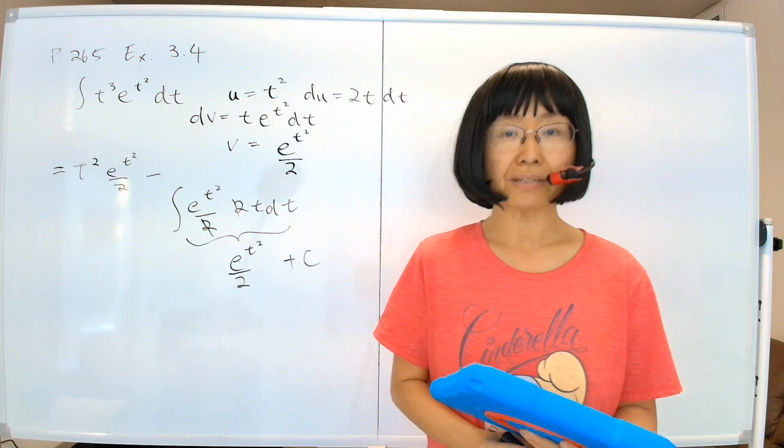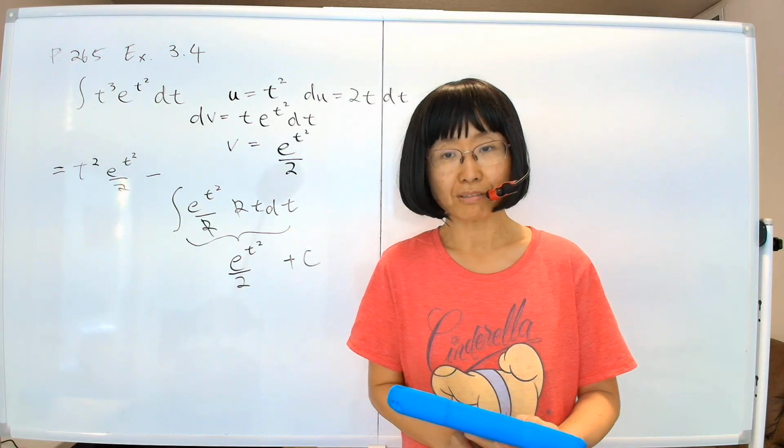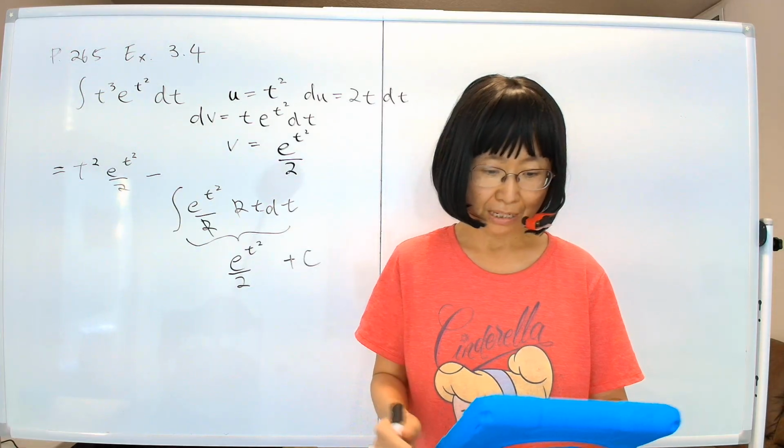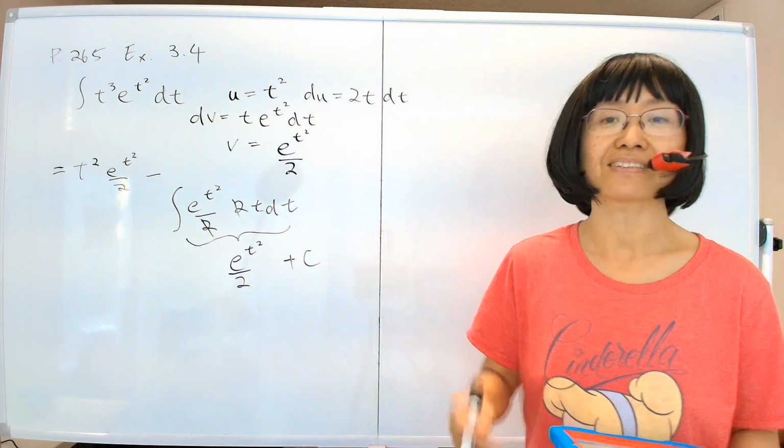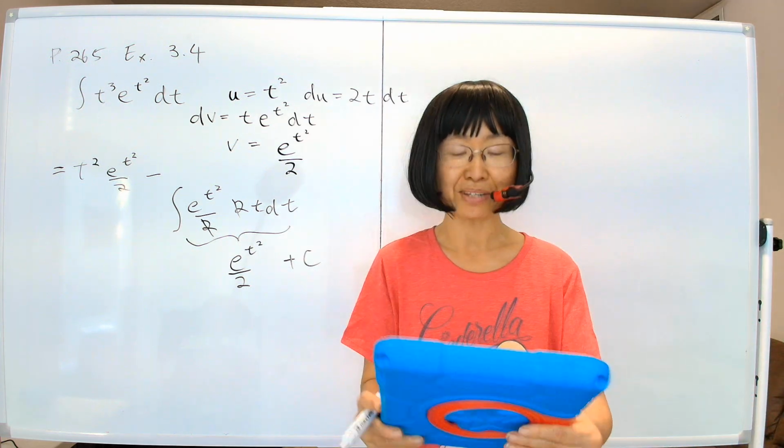We are going to skip the last example where the book wants you to do the volume of revolution, which I don't know why we're doing that right now. We're doing integration by parts. So let's focus on one thing at a time and get it down.